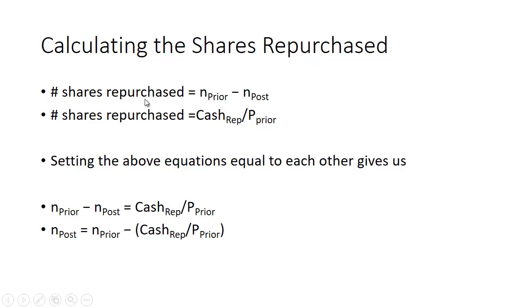So the number of shares repurchased obviously equals the number prior to the repurchase minus the number post-repurchase, or after the repurchase. You can figure this out by saying, let's take the cash that they used to repurchase divided by the prior price. These are both the number of shares repurchased. You can set these two equal to each other, and so you get number prior minus number post equals cash repurchase divided by price prior, right? Let's see, we'll do some rearranging here. We'll bring this to this side and this to this side. So the number of shares after the repurchase equals the number of shares prior minus the cash used to repurchase divided by the price prior.